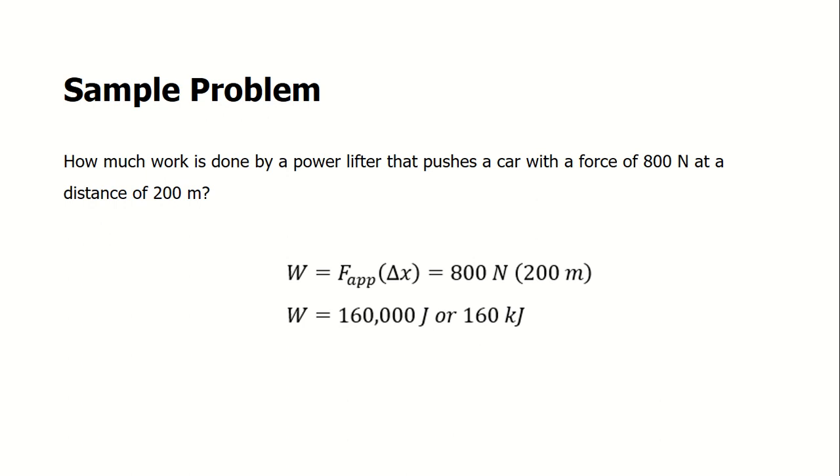We had a displacement of 200 meters. Multiply that with the force applied, 800 newtons. Newton times meter is joules. Therefore, the work done by the power lifter is equivalent to 160,000 joules. Or you can express this in terms of kilojoules. Just divide this by 1,000. It would be 160 kilojoules.